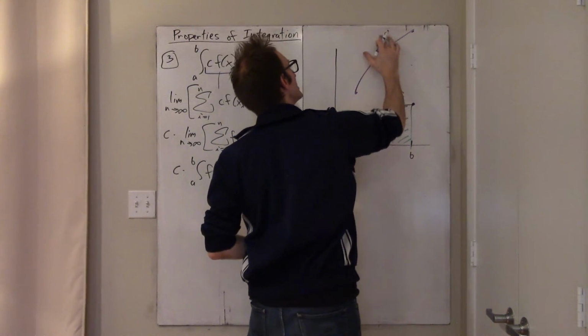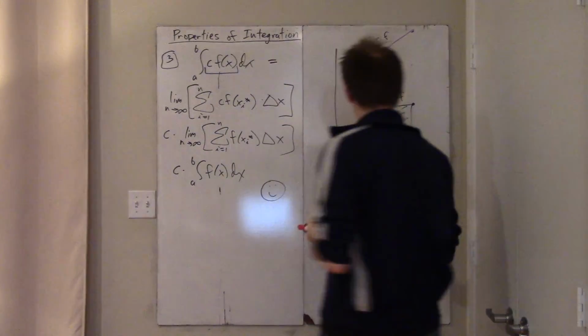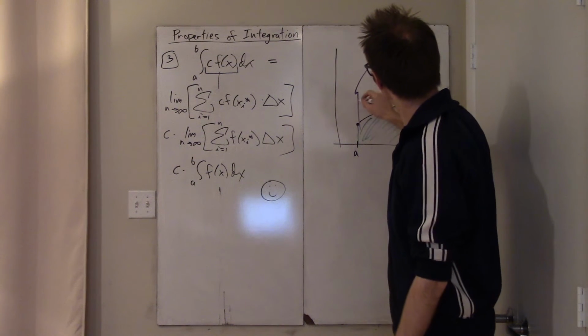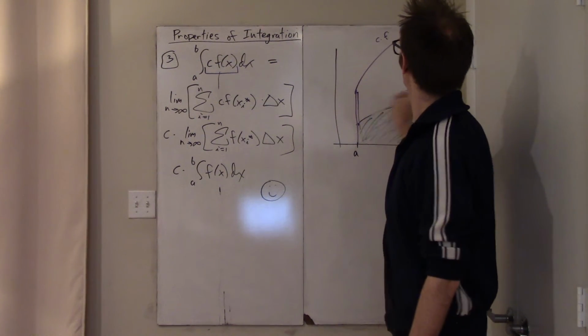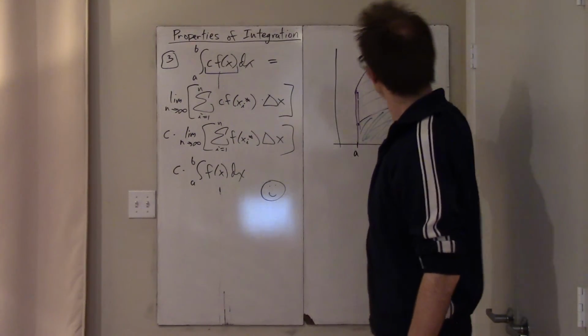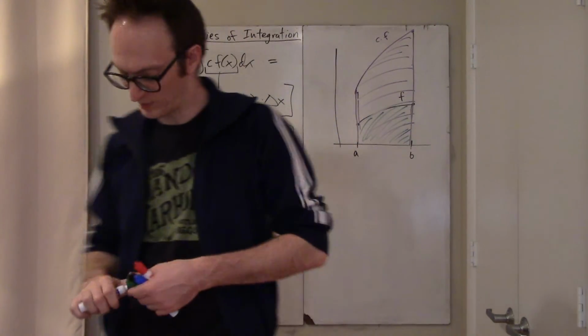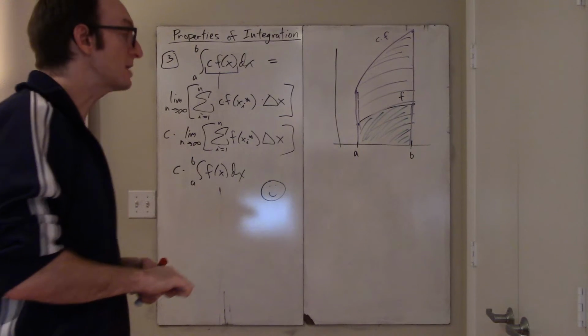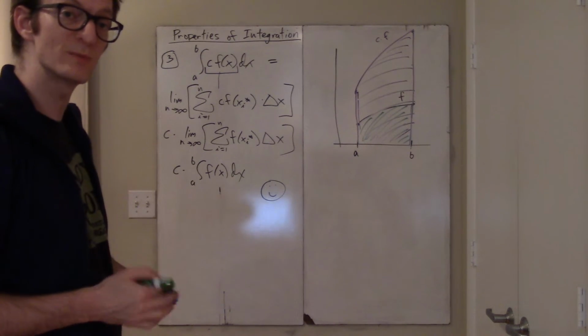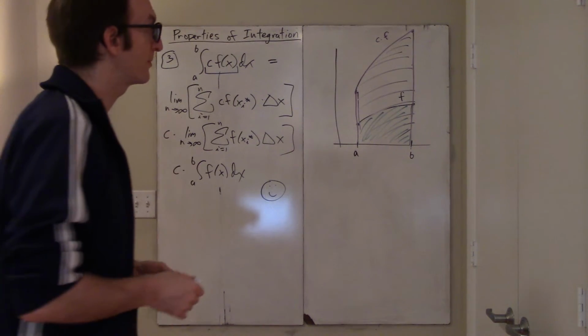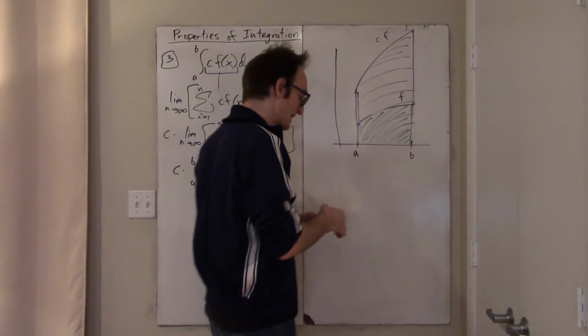Let's just call it c though. But we think 3. Well, is it obvious that the area under this purple curve will be c times as much as the area under the f curve? I claim it's not totally obvious, but once you consider the problem as we did before on a subinterval by subinterval basis, it becomes a lot more clear.